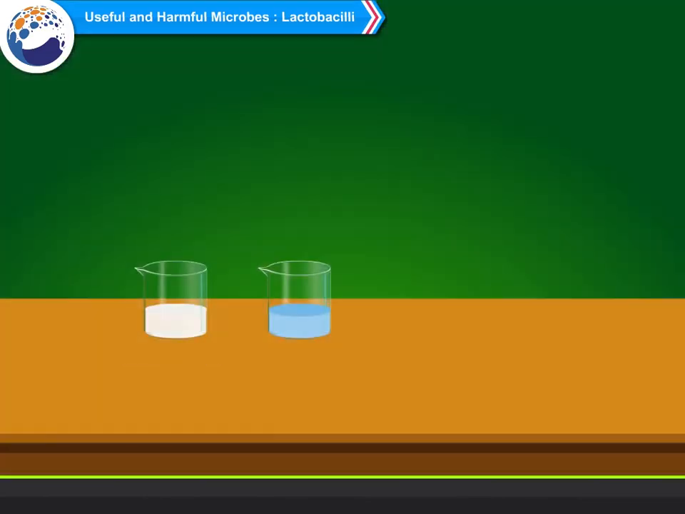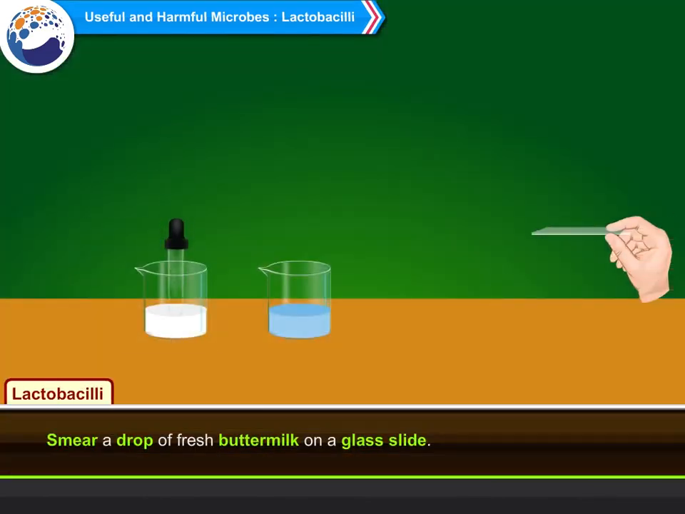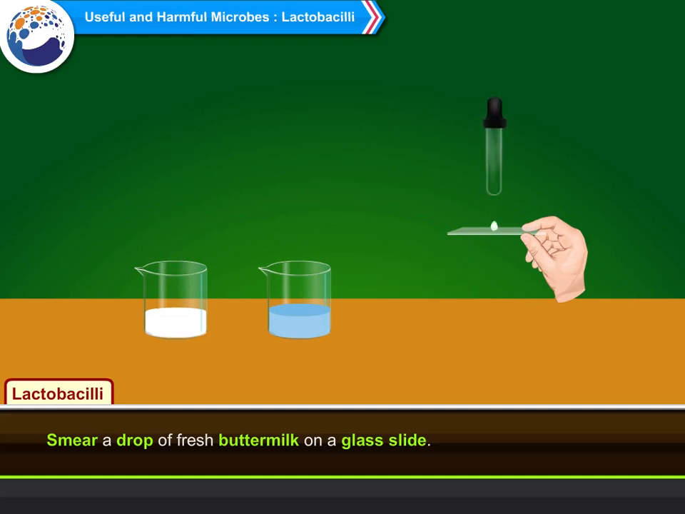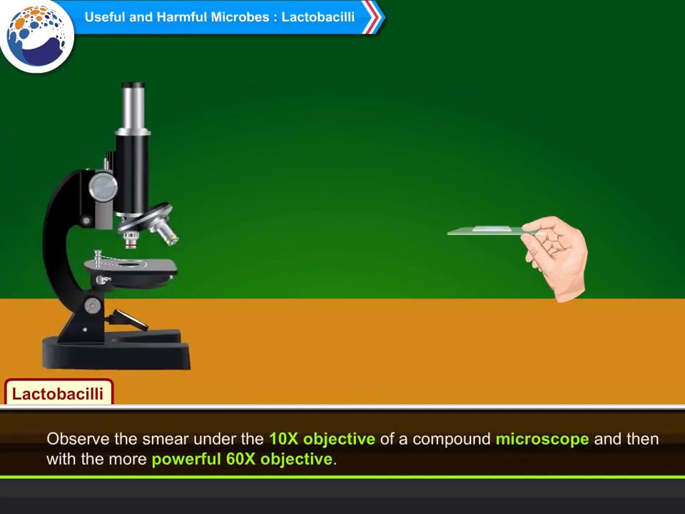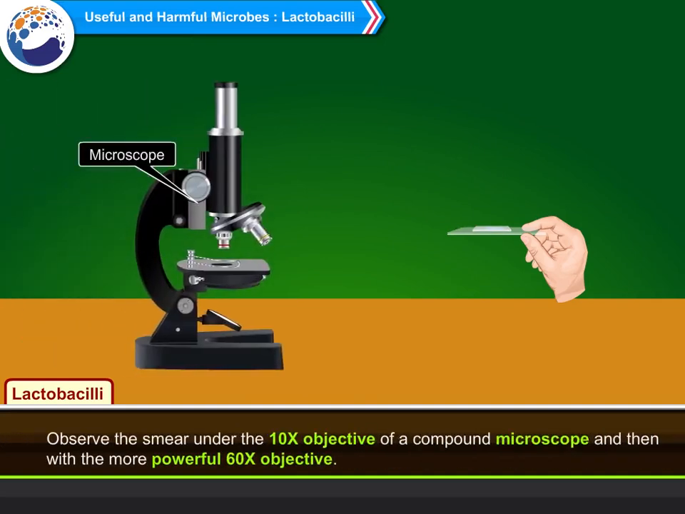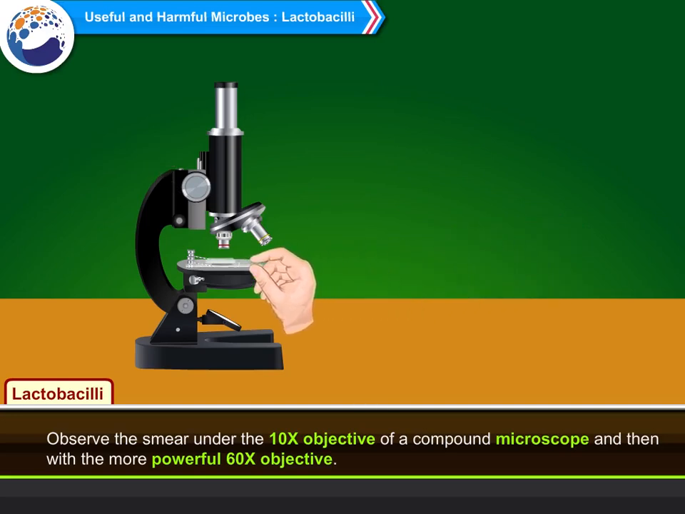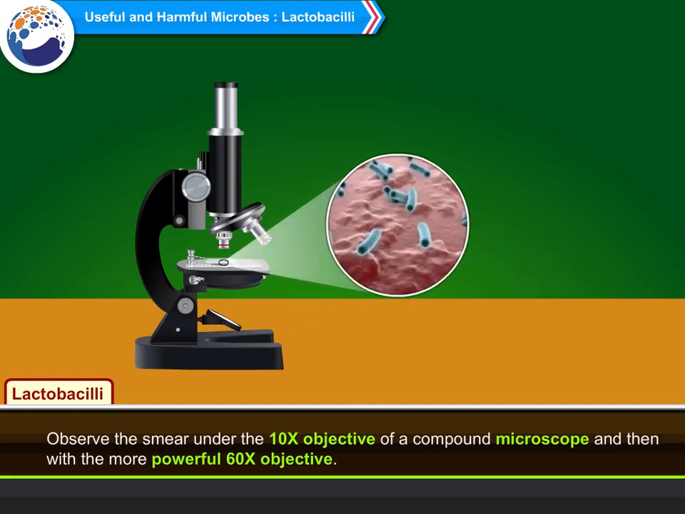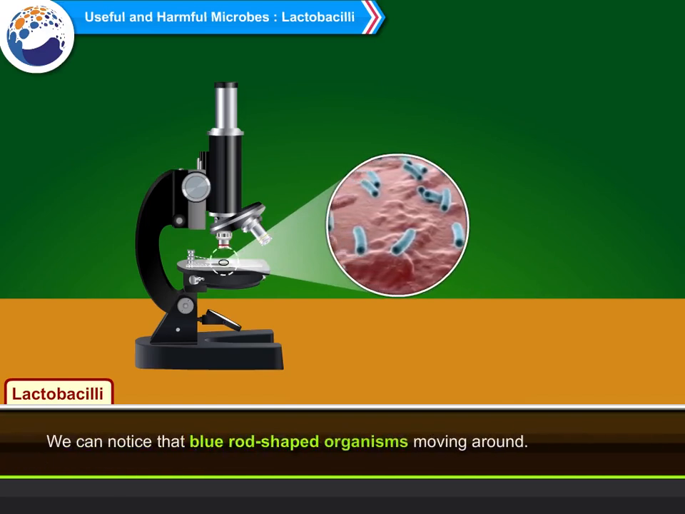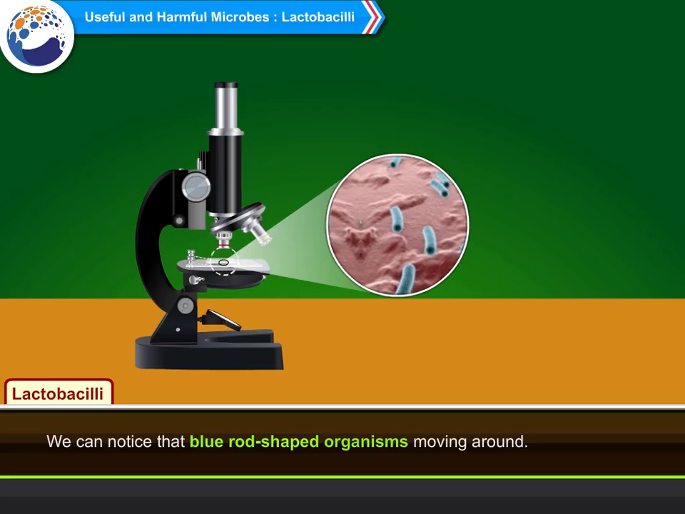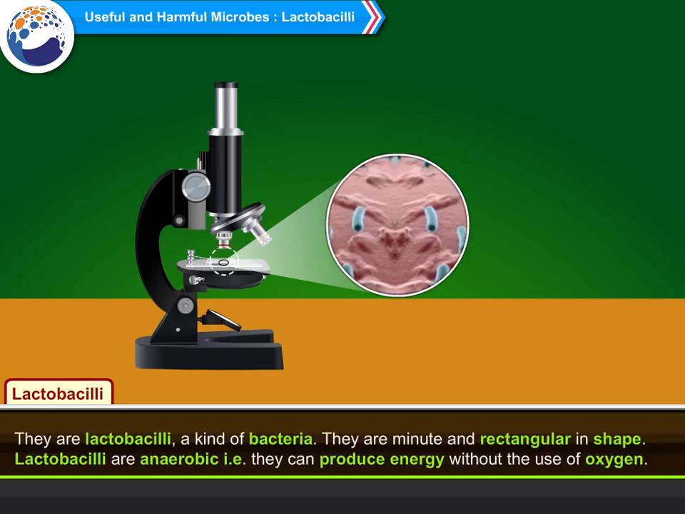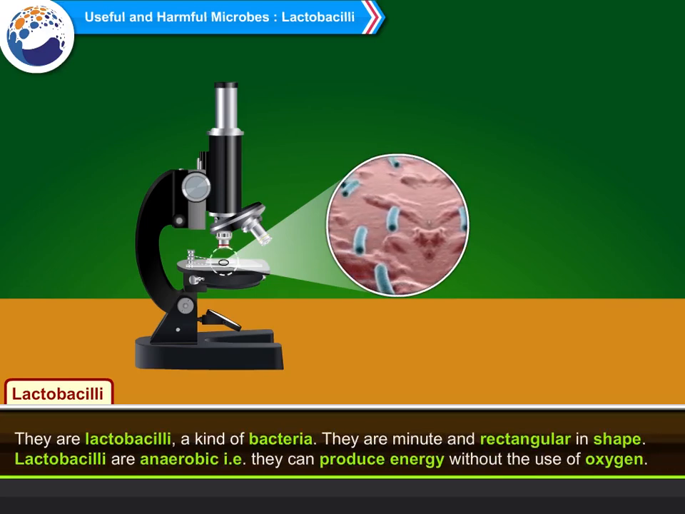Lactobacilli. Smear a drop of fresh buttermilk on a glass slide, stain it with methylene blue and put a cover slip over it. Observe the smear under the 10x objective of a compound microscope and then with the more powerful 60x objective. You can notice blue rod-shaped organisms moving around. They are lactobacilli, a kind of bacteria.